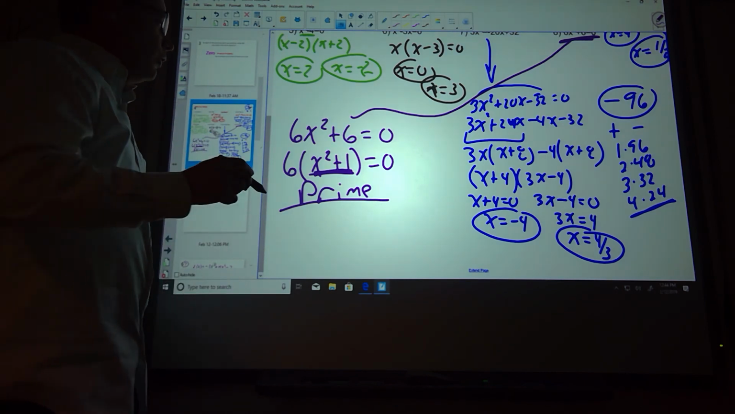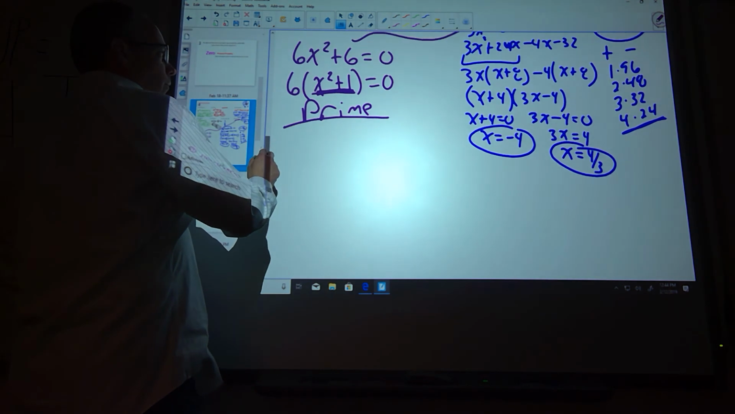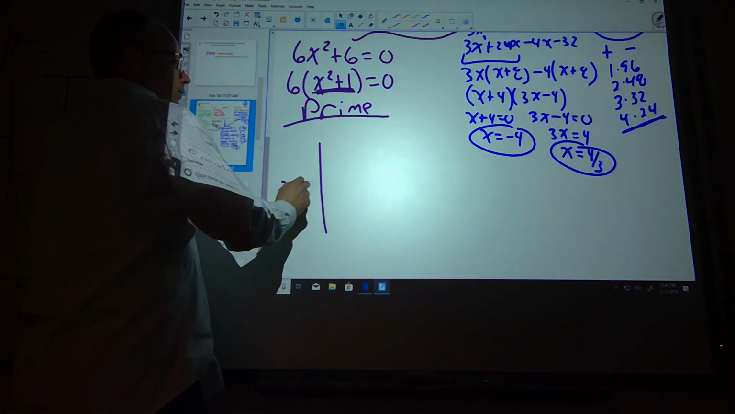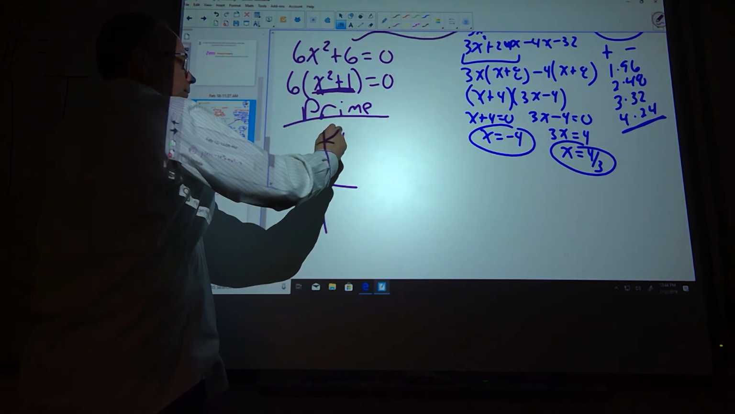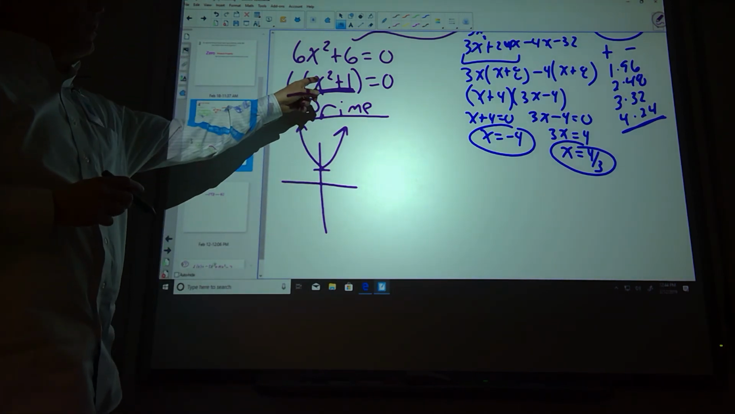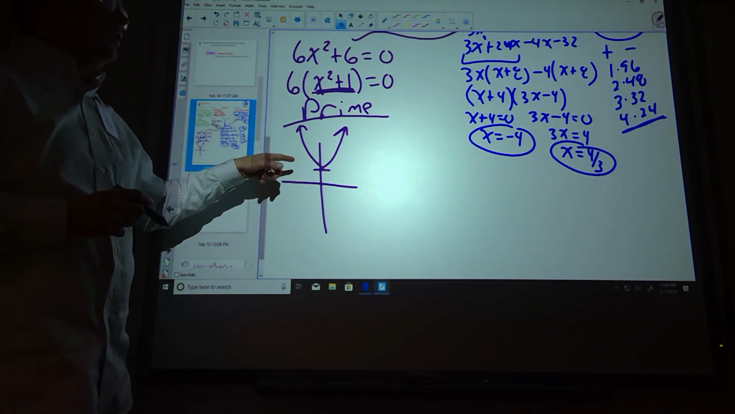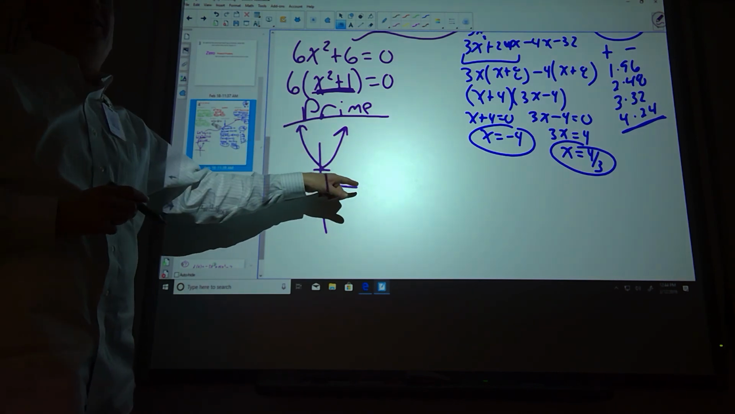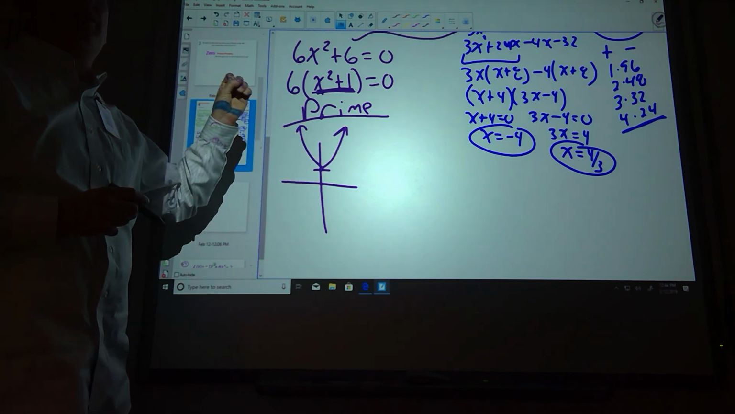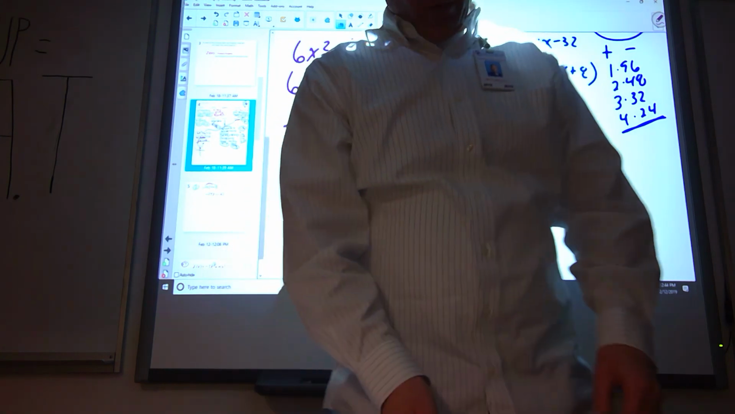Right. So just so you know, this is your bonus. Should we have homework? Yeah. So, if I graphed this, it looks like this. This is the x-axis. Does this graph cross the x-axis? The answer is no. That means it won't factor. It's prime.